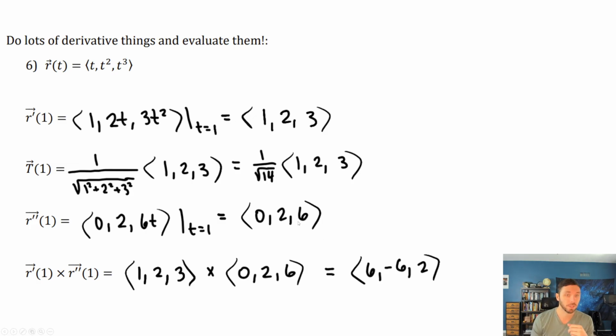If I wanted to find r double prime, I just take the derivative again. So you get 0, comma 2, comma 6. And this one's a little goofy. I found the cross product. So if you want to sit there and do the ijk 1, 2, 3, and then 0, 2, 6, and then just write it out twice, or do what you need to do to find the cross product. This is a cross product. We're going to lightly talk about what this means, or a variation of this expression, in the next section.